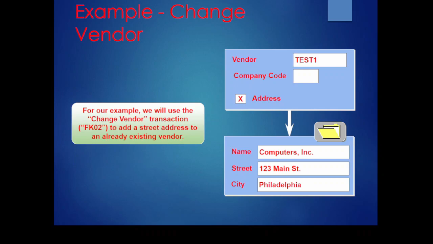Especially before coding a batch input program, you must research the appropriate transaction. This research consists of the numbers and field names for the entire transaction. In our example, this transaction would be the change vendor transaction. The transaction belongs to accounting, accounts payable, master record, and change vendor.